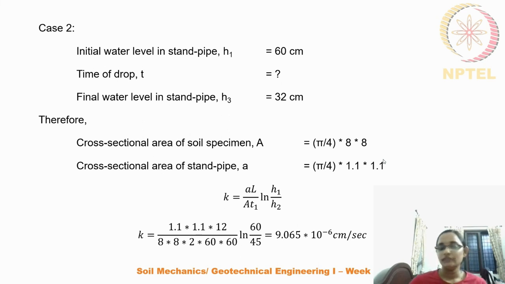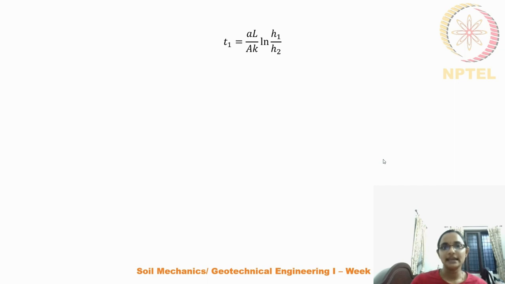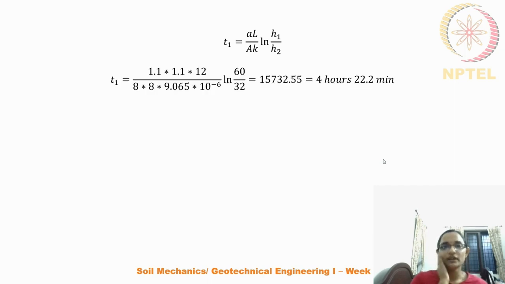Right. Now, if we consider the second case, there we have all the other values except T. So from this equation for coefficient of permeability, if we rearrange for T1 or say T2, we get the time as 1.1 into 1.1 into 12 divided by that K, which we should substitute from the earlier obtained value. And since the options are given in hours and minutes, we have to convert this obtained value, that is in seconds, to hours and minutes by dividing by 60.